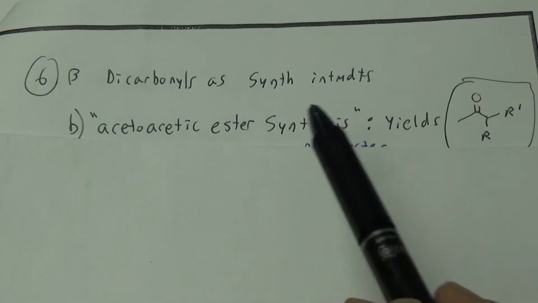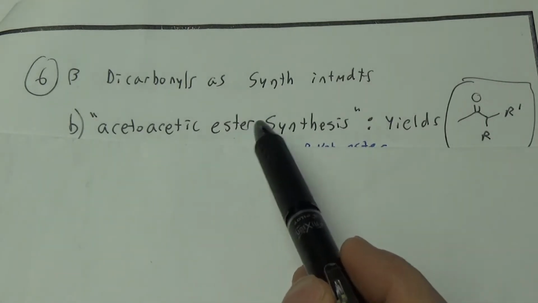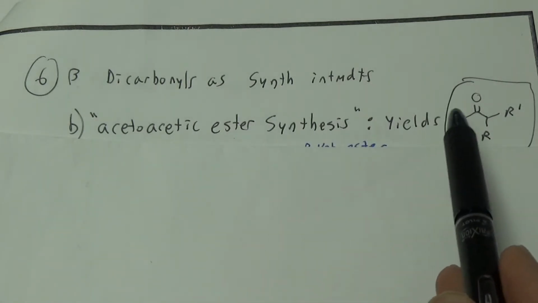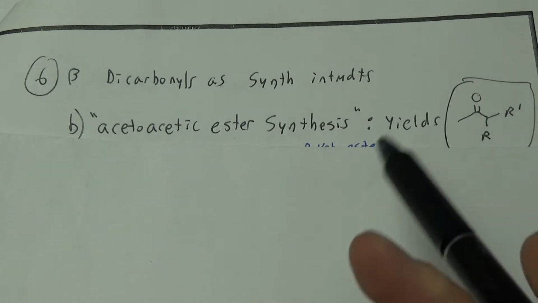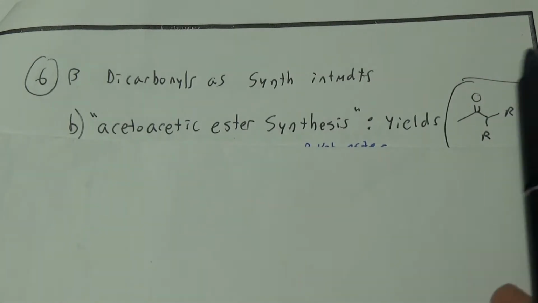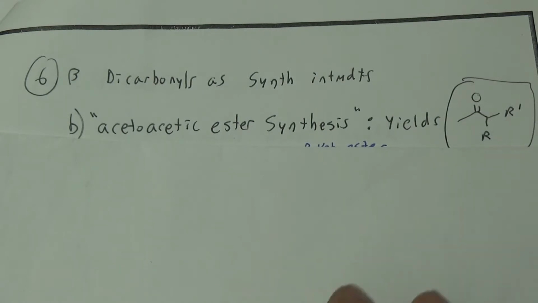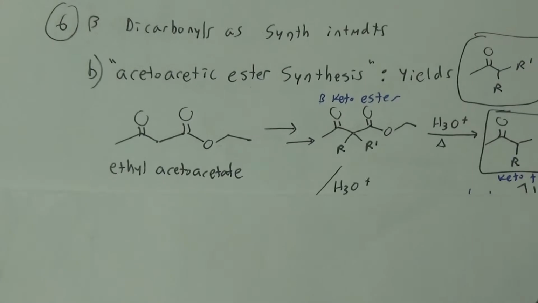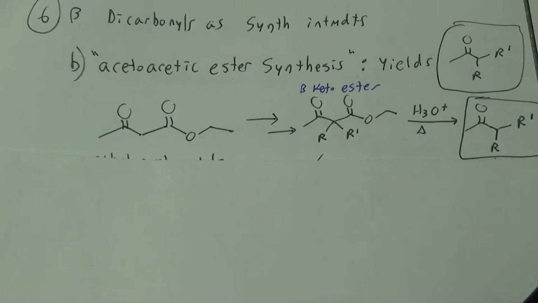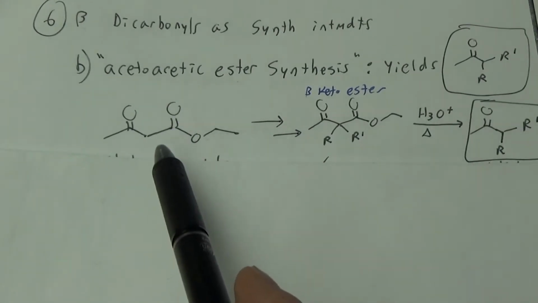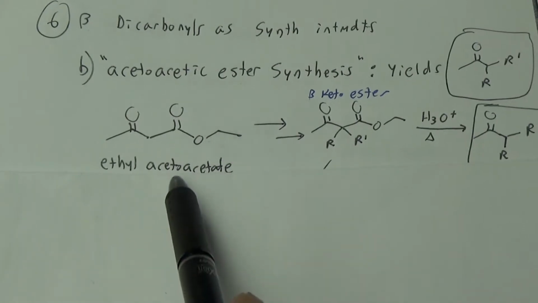Last time one of the things we talked about was the acetoacetic ester synthesis, and it's a method to make methyl ketones. What's a methyl ketone? It's a ketone with a methyl group on it, and a pair of R groups, right? So we showed how this all worked. In a nutshell, it was start with this stuff called ethyl acetoacetate.